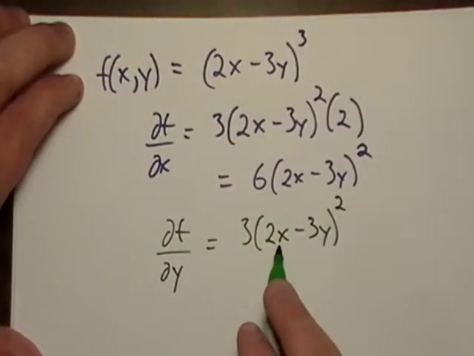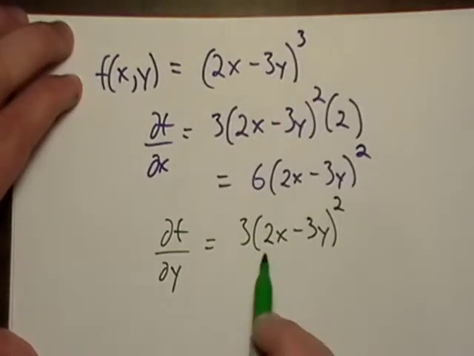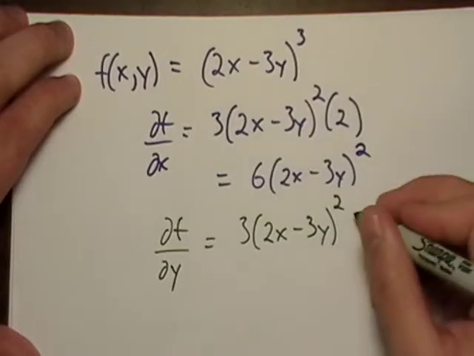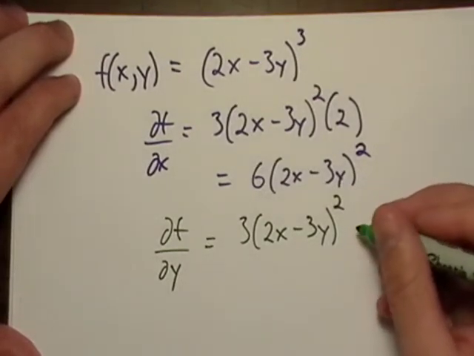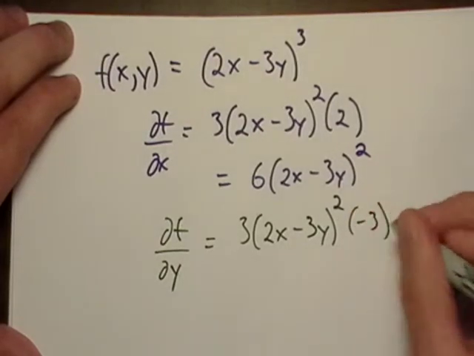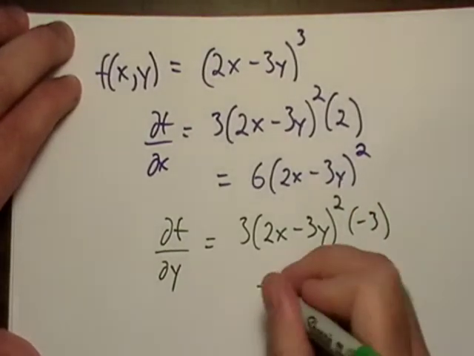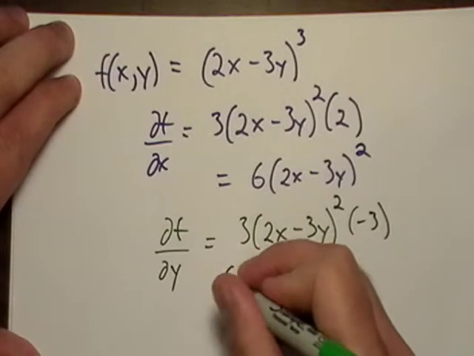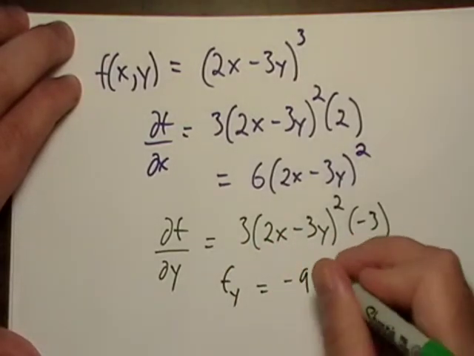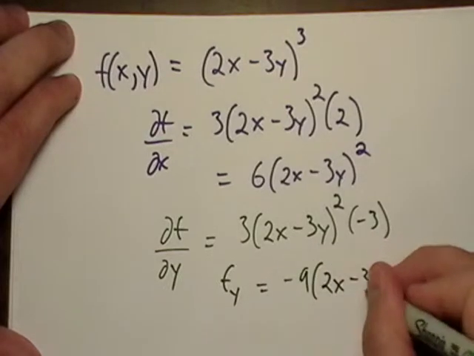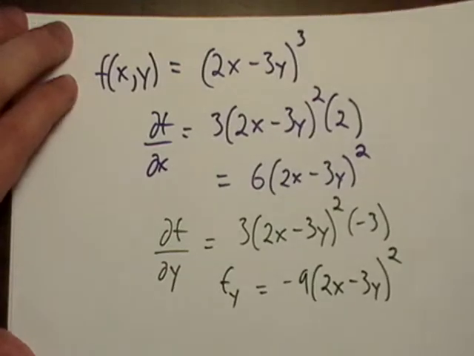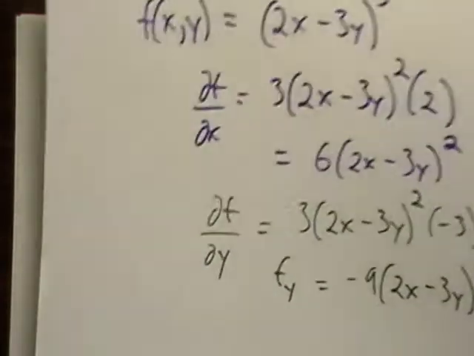With respect to y, x does not change, so it's just a constant and its derivative is 0. However, we do have a negative 3 here. So the partial with respect to y is negative 9 times (2x minus 3y) squared. Okay, let's see here. What do we got?